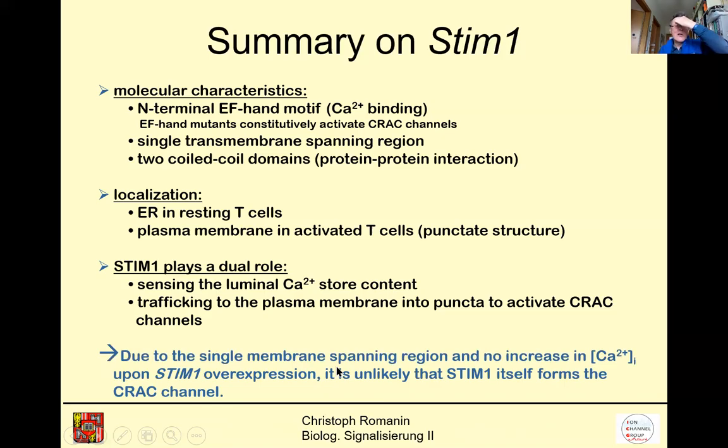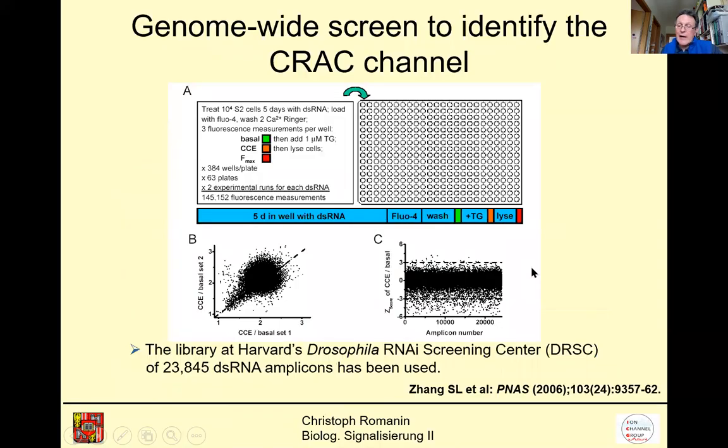As a final conclusion, because it's a single membrane-spanning protein, there is no increase in calcium upon STIM1 overexpression. That is also what we have seen. If this were the channel, we would really expect a dramatic increase. But as a single membrane-spanning protein, it is highly unlikely that STIM1 by itself forms the CRAC channel. And here I will stop now, because next time we will have a closer look at how the calcium channel in the plasma membrane was identified one year later, in 2006.